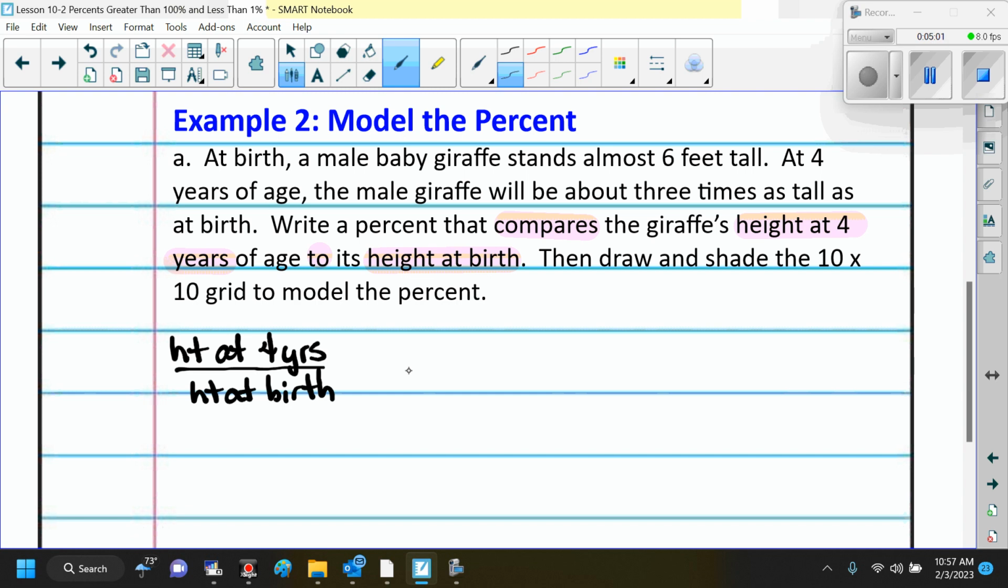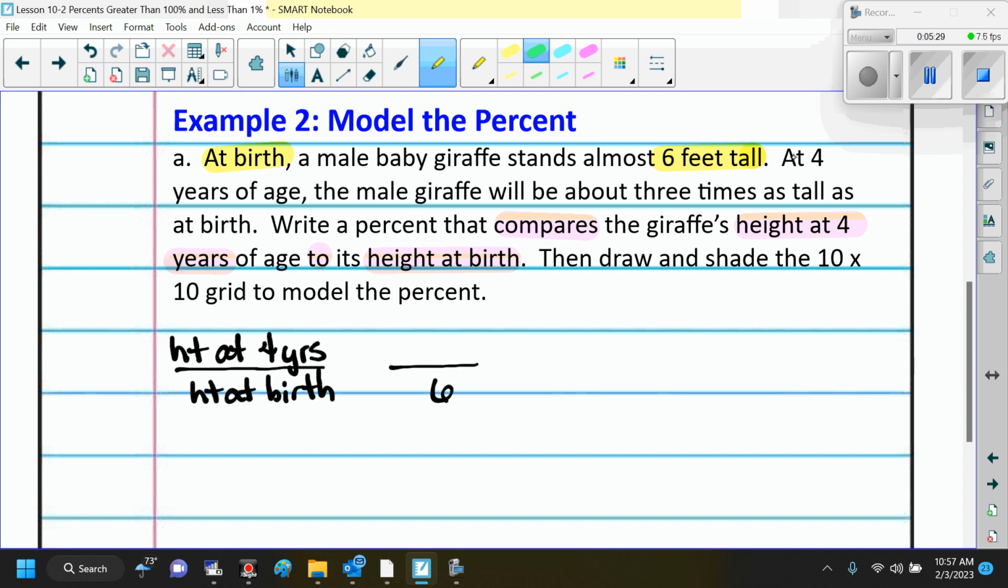Now, let's get that information out of the words, right? It says, a male giraffe stands at almost 6 feet tall at birth. So at birth, almost 6 feet tall. So where does that 6 go? At the bottom. So 6 feet goes down here.